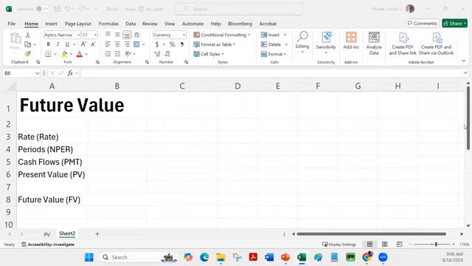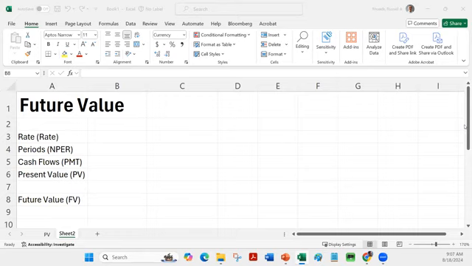In this video, I'm going to show you how to use the future value function within Excel. I've lined up all the information that we would need to determine the future value of a dollar amount that we deposit today, or maybe if we were going to deposit a certain amount of money each year for a certain amount of time, and we have a good idea what interest rate we're going to earn and how long we're going to deposit that money.